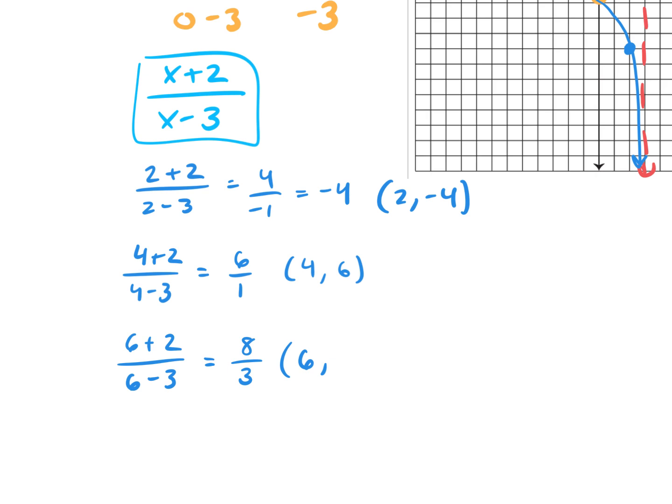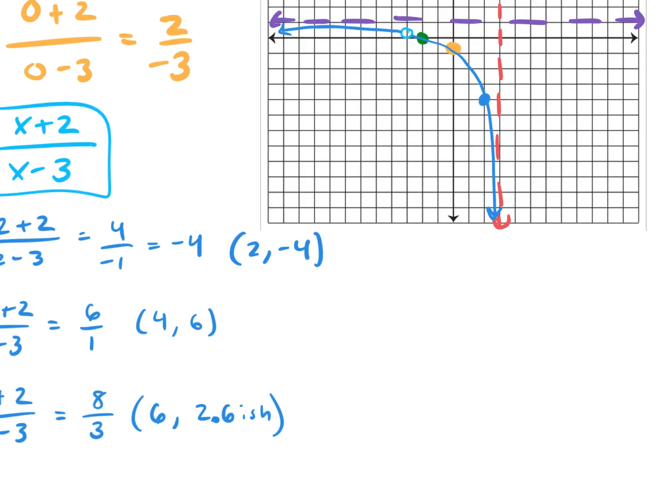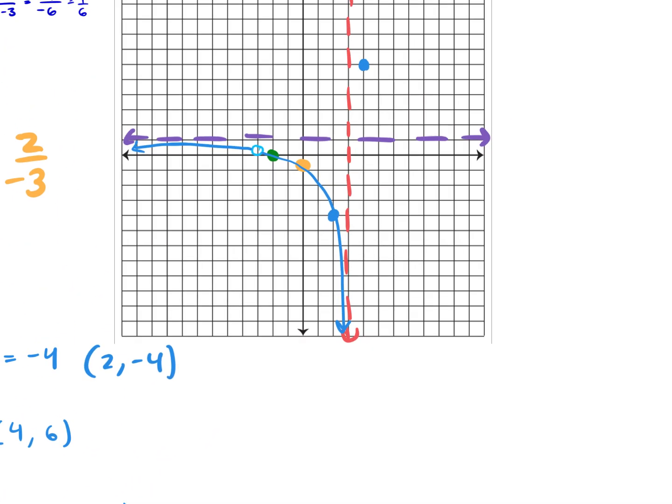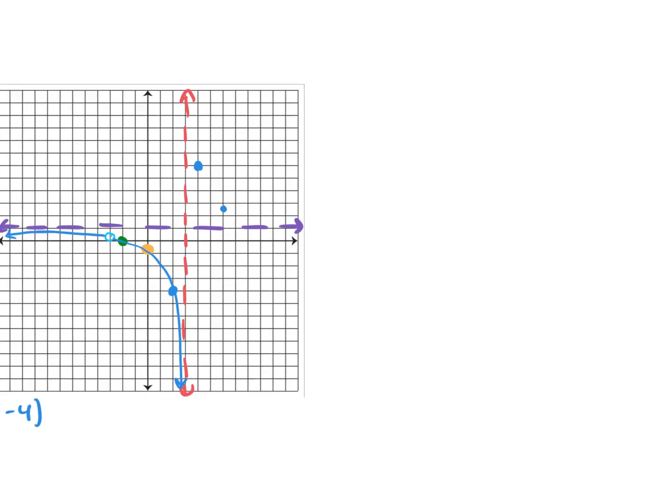3 goes into 8 2 times with 2 left over, so it would be 2.6-ish. When you plug in values, most of the time you'll end up with fractions because you're plugging it into a fraction here. Just estimate where your fraction would be. Figure out in between what 2 whole numbers your point falls. So I'm going to go to the right 6 and up 2.6-ish. It's about there. So this gives me a better idea of how my graph looks.